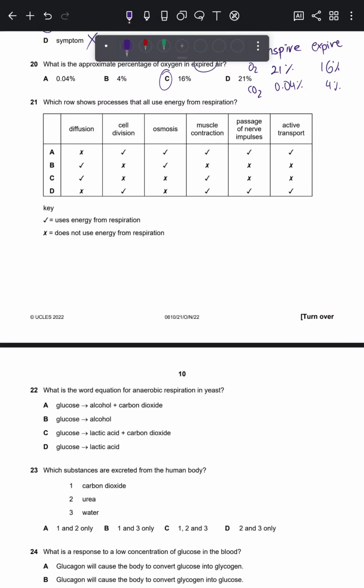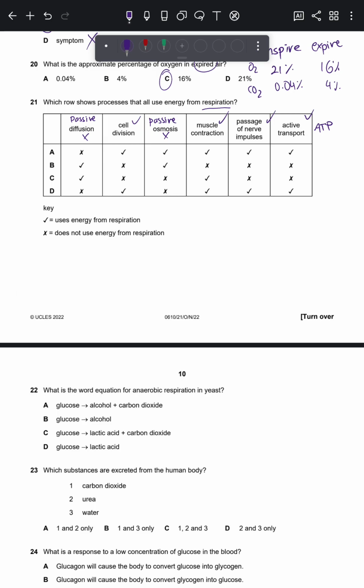Which row shows processes that use energy from respiration? So diffusion is a passive process, so it doesn't require energy. Cell division requires energy. Osmosis, again passive, doesn't require energy. Muscle contractions do. Passage of nerve impulses do, and active transport does require energy, ATP specifically.